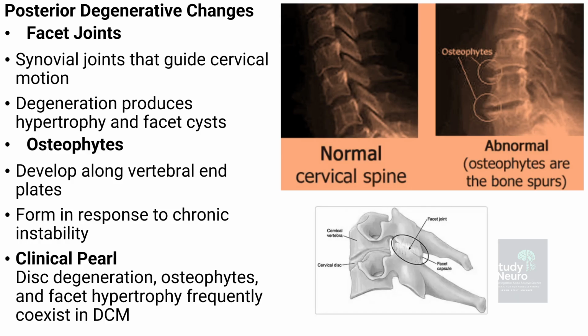At the same time, chronic mechanical stress and spinal instability stimulate the formation of osteophytes along the vertebral end plates, and these bony outgrowths commonly occur alongside disc degeneration and facet joint hypertrophy, producing a combined narrowing of the spinal canal that contributes to spinal cord compression in degenerative cervical myelopathy. These changes often occur together.